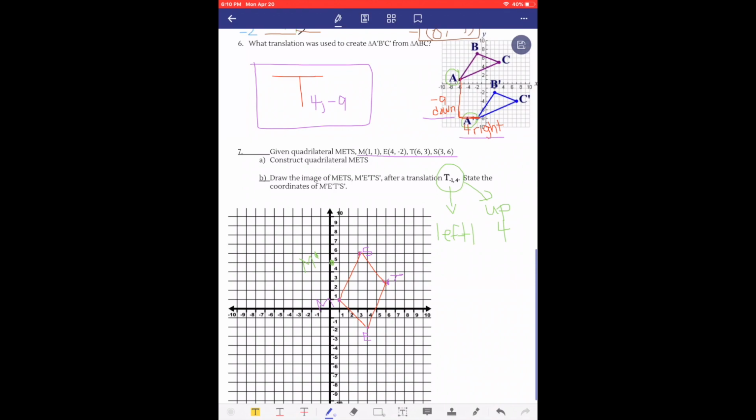E was the point originally 4, -2. I'm going to move it left 1, and then count up 4. Put a point there, label that E prime. T, we're going to take that point, move it left 1, and then up 4. Call that T prime. And S, move it left 1, up 4. Label that S prime. Then I'm going to connect all my points. It's okay that they will overlap.